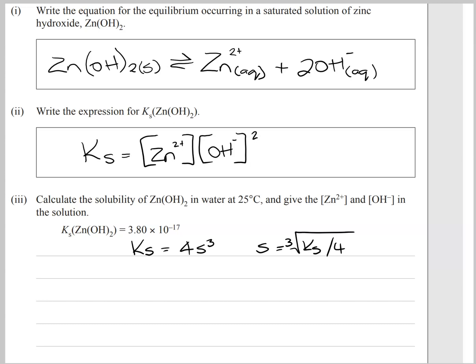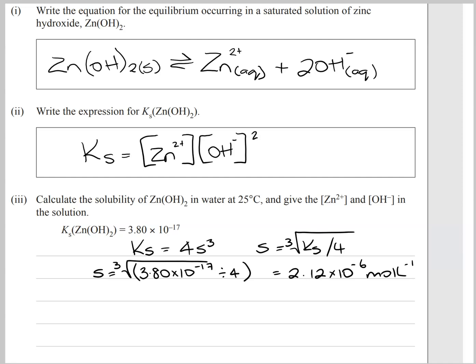Cubed root. Okay, you could jump straight to that in this case. Just be aware that you know what you're doing. Okay, in this case then if we go to that point, then S is equal to the cubed root of 3.80 times 10 to the minus 17 divided by 4, which when you put that into your calculator correctly and accurately will give you an answer of 2.12 times 10 to the minus 6 mole per litre.